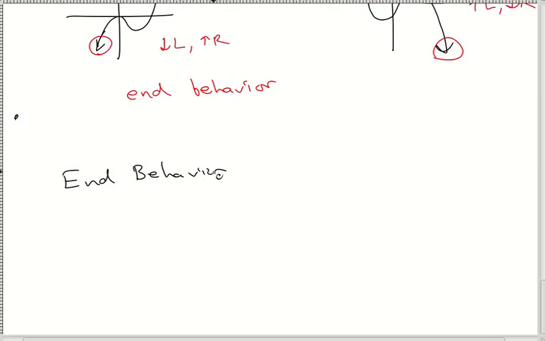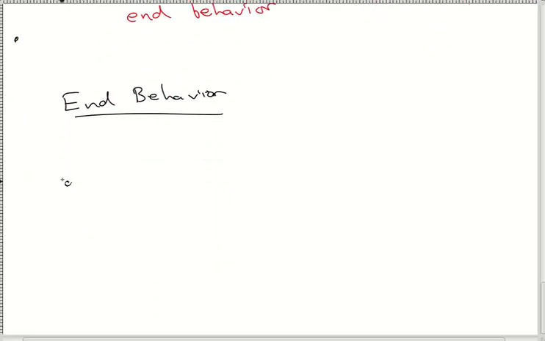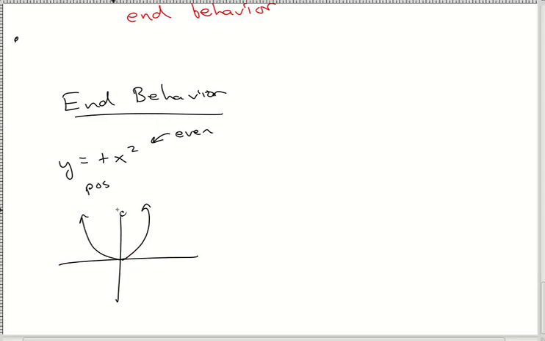behavior. Here we go. So, first off, I'm going to give you my proto examples. I got positive x squared. Notice a positive in the front and an even power. Now, when I graph this, it's just a plain old parabola. But you can see the ends here. I'm rising on the left and I'm rising on the right.